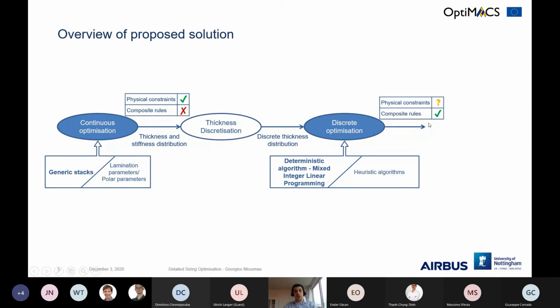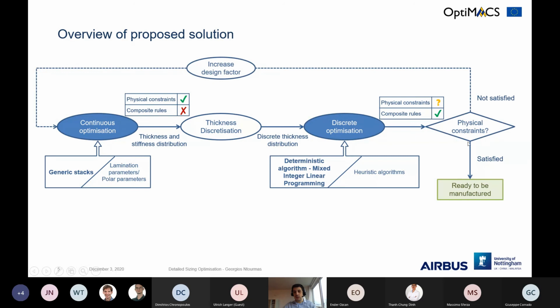The question is what happens with the physical constraints. To know that, we need to go back and reevaluate the structure once more. And then there's 2 possibilities. If the physical constraints are satisfied, then our job sizing the structure is done. If not, we need to go back, increase the design factor, and perform this 2-stage optimization loop again until we converge into all constraints in the problem being satisfied, basically.